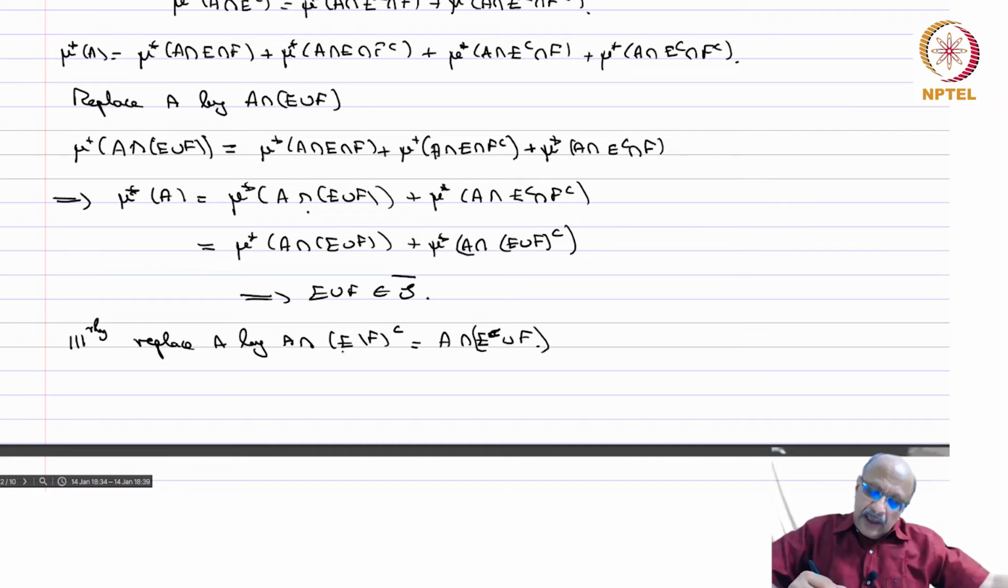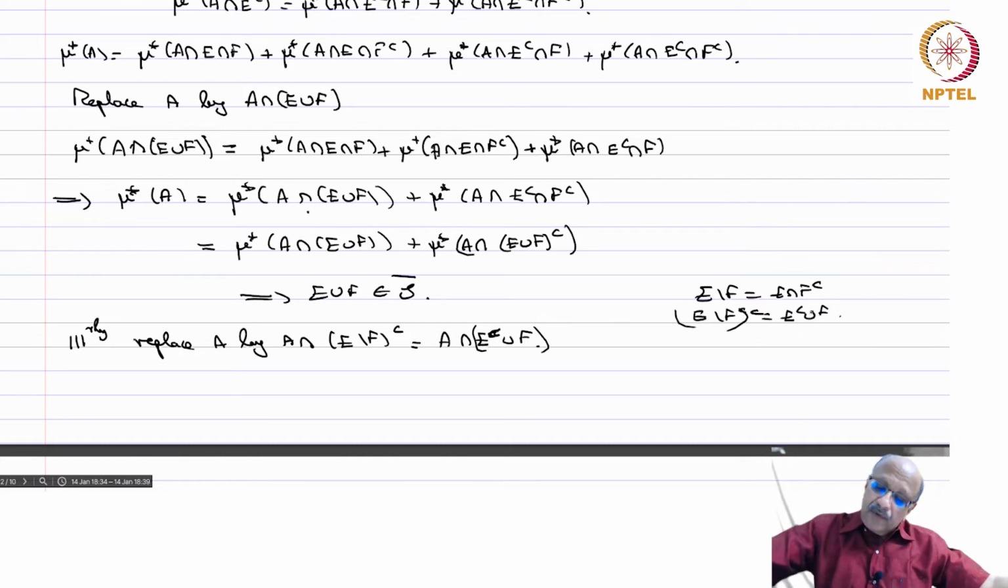Because E minus F is nothing but E intersection F complement. So E minus F complement is E complement union F. Okay, so that is what we have. So now we replace it again in that relationship.